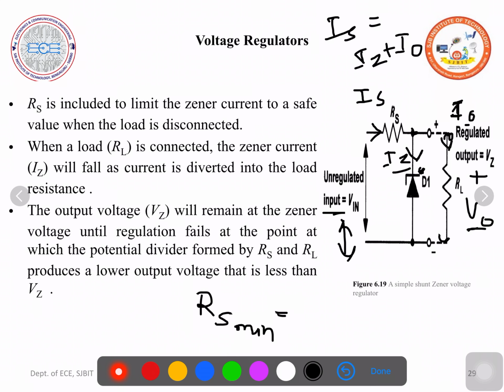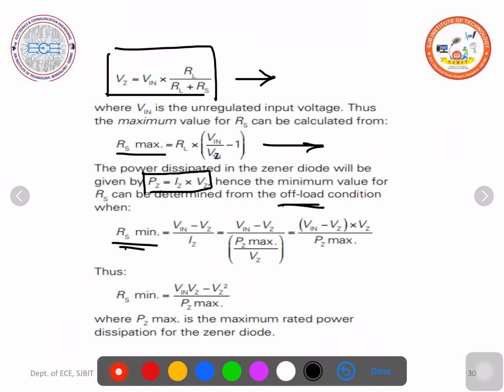Remember Ohm's law, R is equal to V by I. What is V? Here the potential at this point is Vin, and the potential at this point is Vz. So the potential difference is Vin minus Vz, divided by the current flowing through that network, Iz. So RS minimum is equal to (Vin minus Vz) by Iz. From this equation, Iz can be written as Pz by Vz.